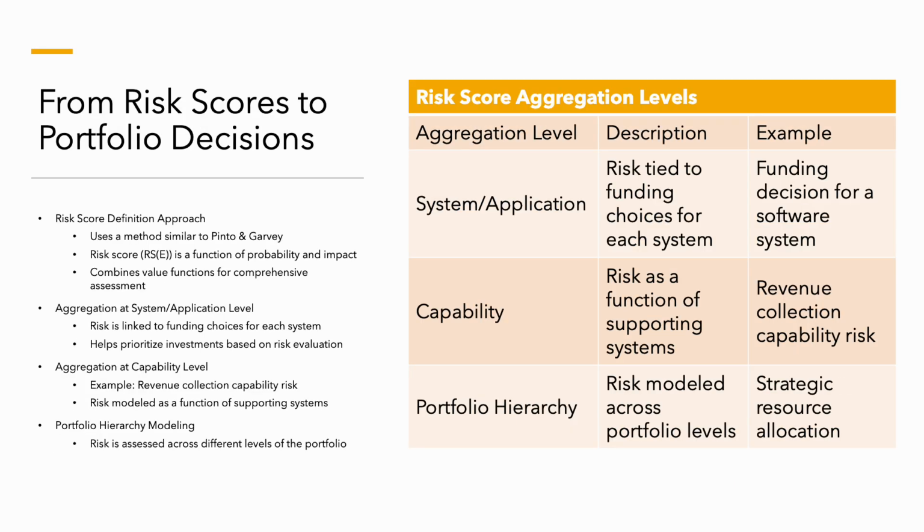With probabilities, impacts, and utility weights defined, we compute risk scores that guide portfolio level decision making. This tells us which systems drive the most risk, how capability level dependencies behave, and where resources produce the largest reduction in portfolio exposure.